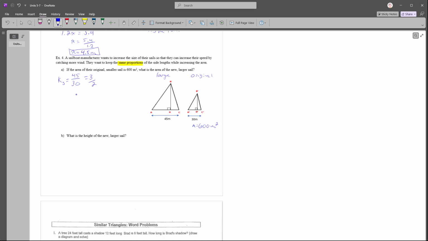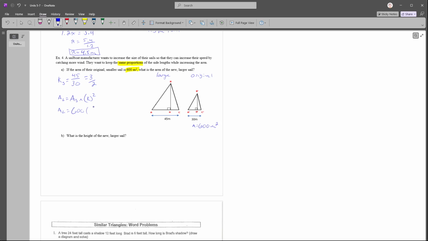Now, if you remember back a lesson, we learned a property that said that if we have the area of one triangle, we can get the area of the second triangle simply by multiplying by the square of k. So that means the area of our large triangle is going to be equal to the area of our small triangle multiplied by our k squared. So area of a large, that's what I'm trying to figure out. So we leave that alone. Area of our small, we know from the question, is 600 meters squared. So that's just 600. And we're going to multiply that by k squared.